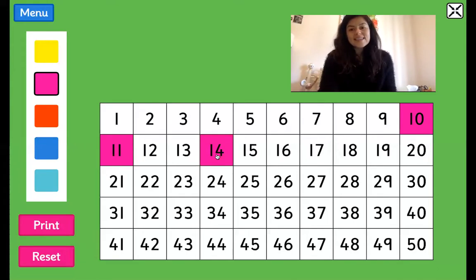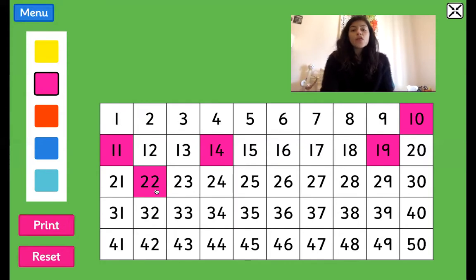19. That's going to be another one in the teens family. It's going to be in this row. 19. You got it, girls. It's right here. Now can you find 22? Excellent. It is right here.